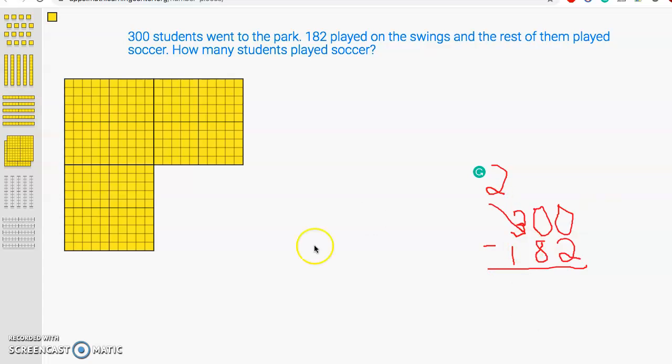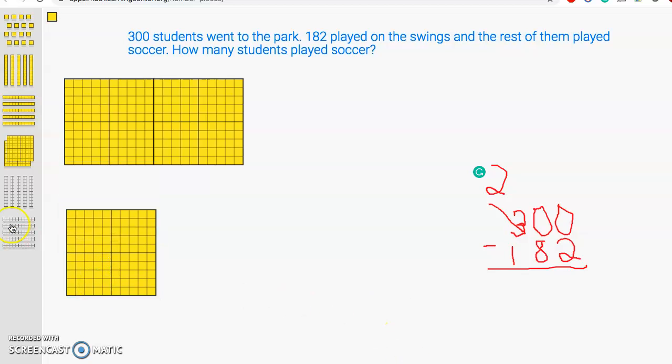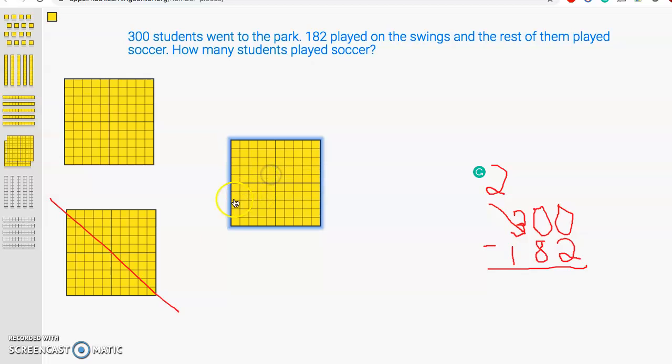So with that, I'm going to take away one of my hundreds. So let me move this down here. I'm going to cross this out because we don't need it anymore. Next, we need to go back to our tens column. And we don't have any tens to subtract 8, so we need to create tens. So I'm going to do that by taking one of my hundreds and breaking it down into 10 tens.